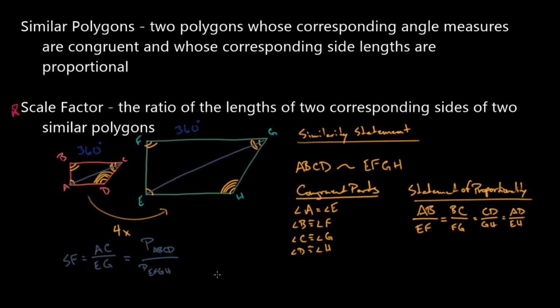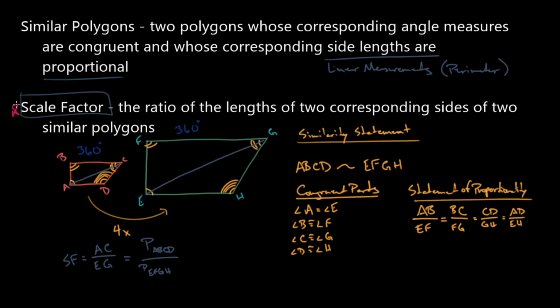So similar polygons are just 2 polygons whose corresponding angle measurements are congruent and whose corresponding side lengths are proportional. And more than that, not just their side lengths, but any linear measurements are proportional to each other. That includes diagonals, medians, altitudes, and perimeter as well. And this ratio that I keep talking about, we also call the scale factor of the 2 similar polygons.